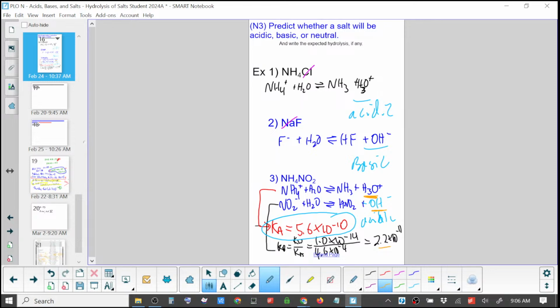And the larger the value, the more of that. So this, at 5.6 times 10 to the minus 10, is going to make a little bit more of the H3O plus than this one, because it's 2.2 times 10 to the minus 11. So it's one order of magnitude smaller. Basically, we're comparing 2.2 times 10 to the negative 11 to the 5.6, and seeing which one's bigger. 2.2 is smaller, so it makes less of the basic one. It makes less hydroxide than the other one makes acid. So the first one's acidic.